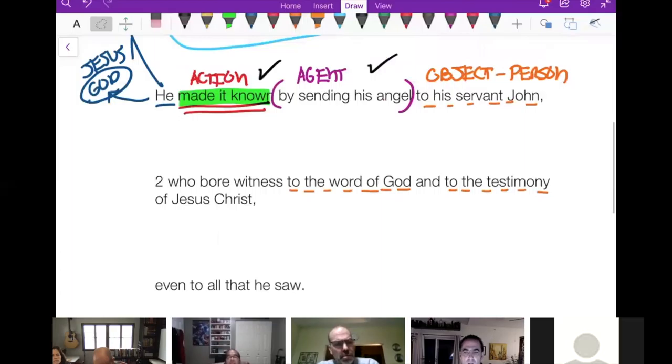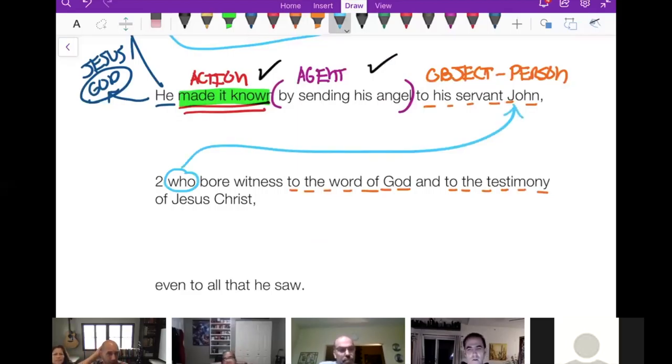So actually, the "who" would be... Hold on, let me double check here again. I think it's John, because "to his servant John," right? It's going back to John. So we know it can't be God, because God is contained here, and it can't be Jesus, because Jesus is here, God is here. So the "who" cannot be God. John bore witness to Jesus. Yes, you're right. This has to be John here.